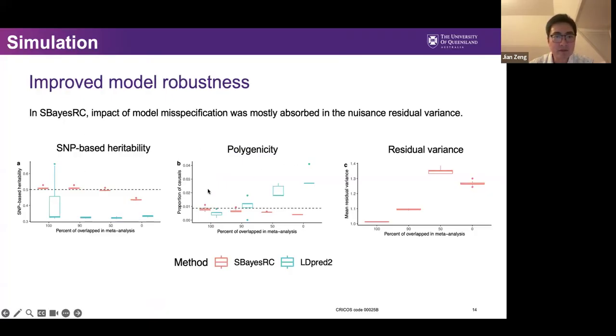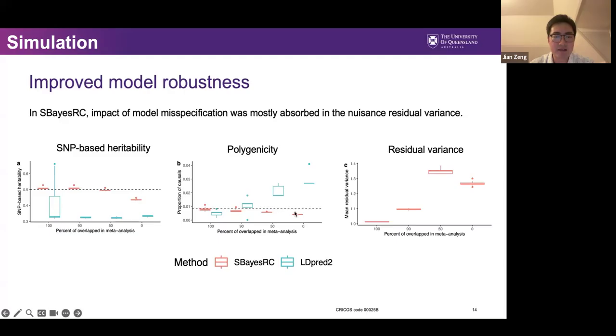These are the two key parameters we are interested in in the model, SNP-based heritability and the polygenicity. That's basically the proportion of SNPs with non-zero effects. And we made this simulation to challenge the model by choosing a proportion of the SNPs that are not overlapped in the meta-analysis. That would create a problem because the residual variance-covariance structure will be distorted if the proportion of overlap is not 100% in the meta-analysis.